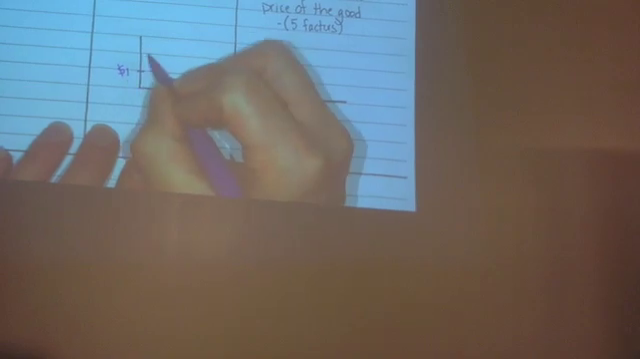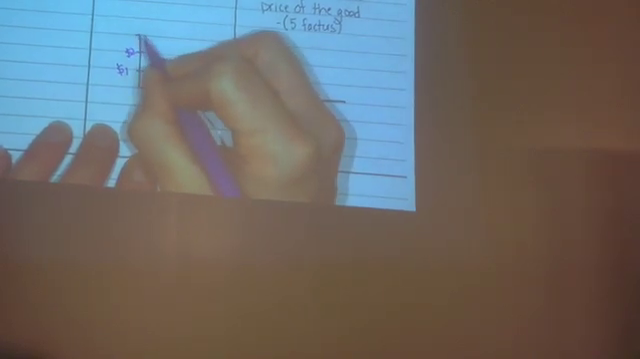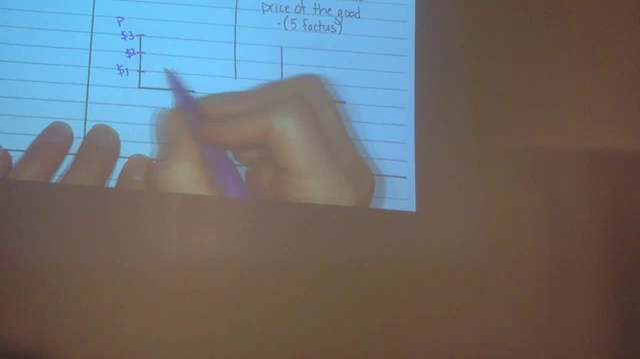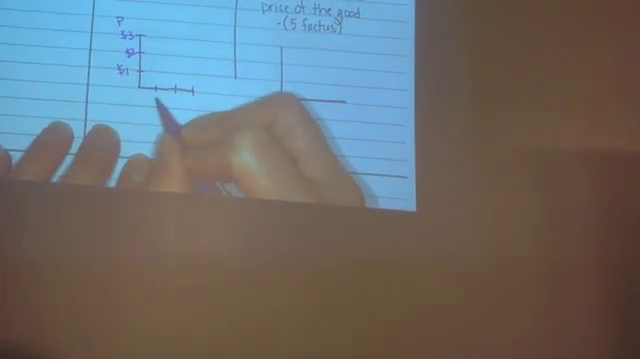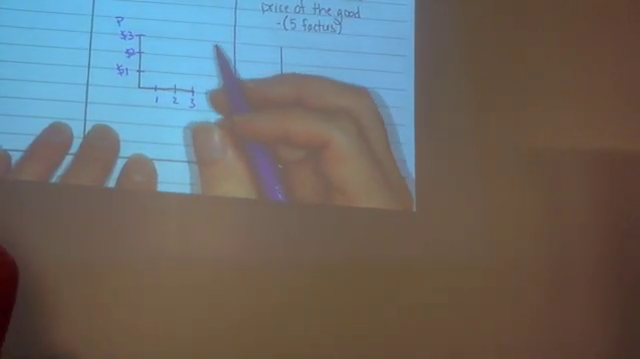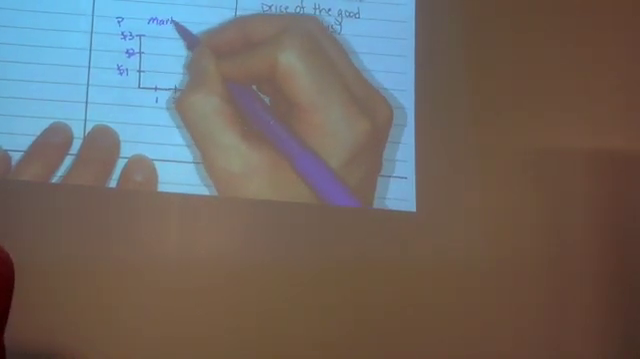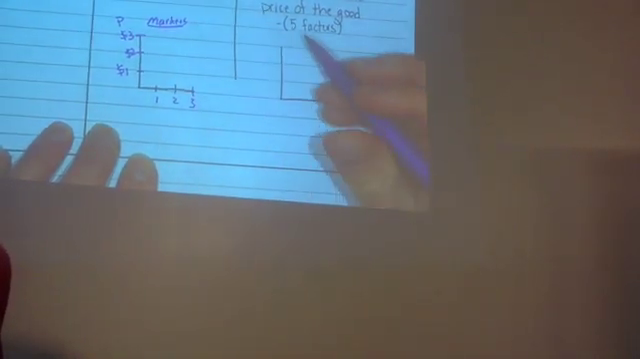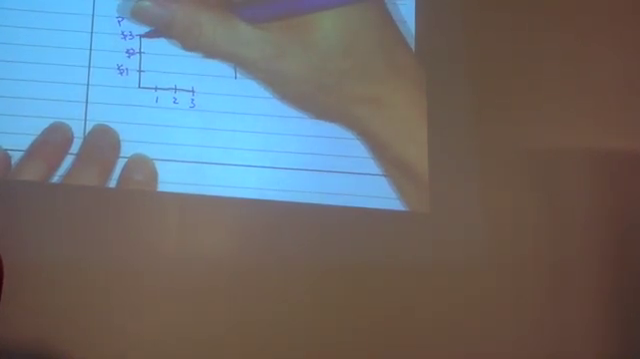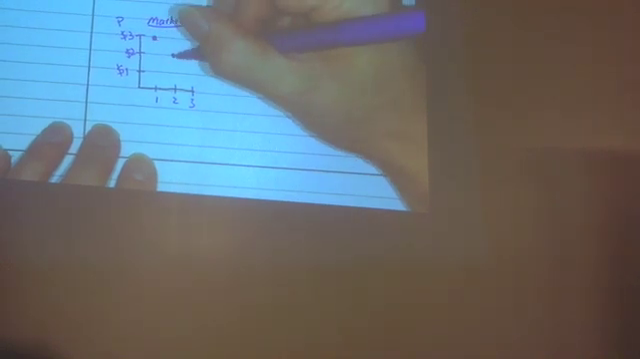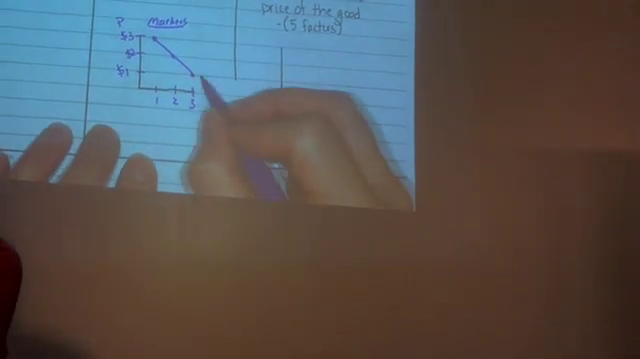So if we can stick with the prices of $1, $2, and $3, and we can stick with the quantity of 1, 2, and 3. And let's say that we are talking about markers, why not? And let's draw in our demand graph. So put a dot at $3 and 1, $2 and 2, and $1 and 3. We'll label it D for demand.